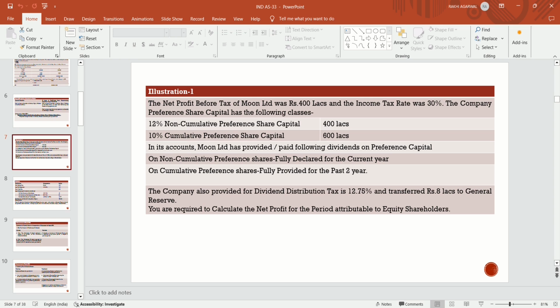And cumulative preference shares are those shares where, in the case of cumulative preference shares, what happens? You declare that dividend during that financial year, but you can pay it after 2 years or after 3 years. That is not the issue. The company also provides for dividend distribution tax of 12.75% and transfers rupees 8 lakhs to the general reserve. You are required to calculate the net profit for the period attributable to the equity shareholders.